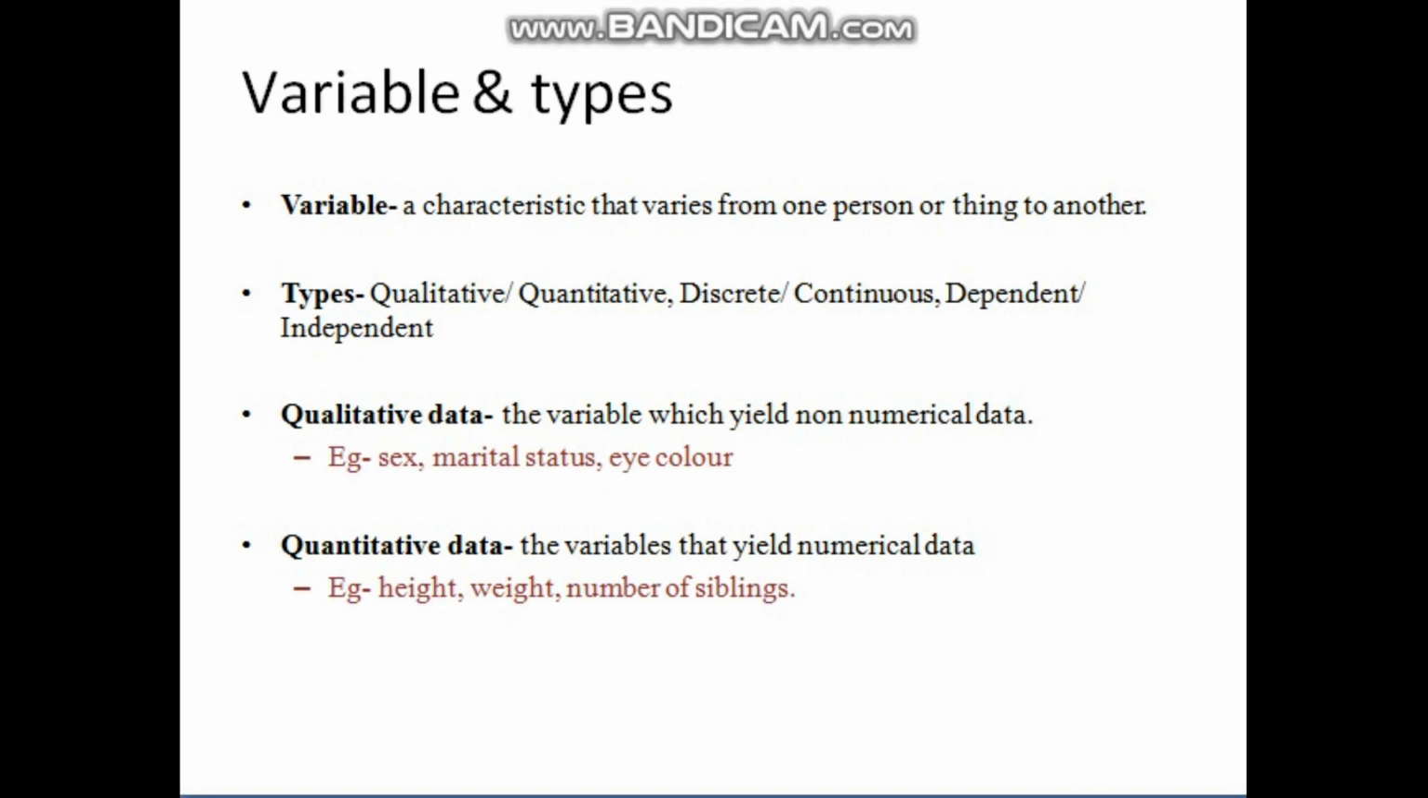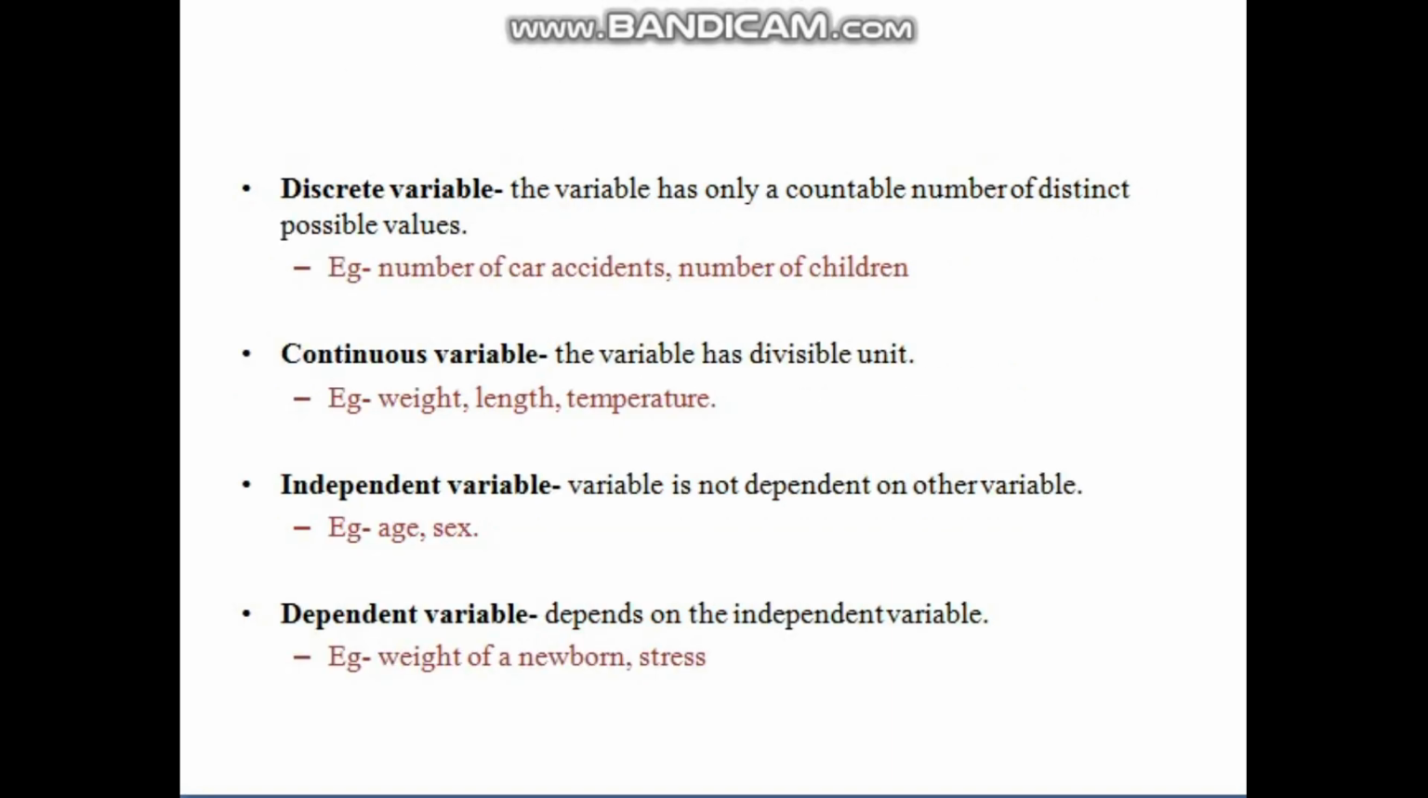Next is the discrete variable. The variable has only a countable number of distinct possible values. Example, number of car accidents, number of children. Then continuous variables. The variable has divisible units. Example, weight, length, temperature. Then the independent variable. The variable is not dependent on another variable. That is, age, sex. Then the dependent variable depends on the independent variable. Example, weight of a newborn or postnatal stress of a woman. So everything is depending on the independent variable.